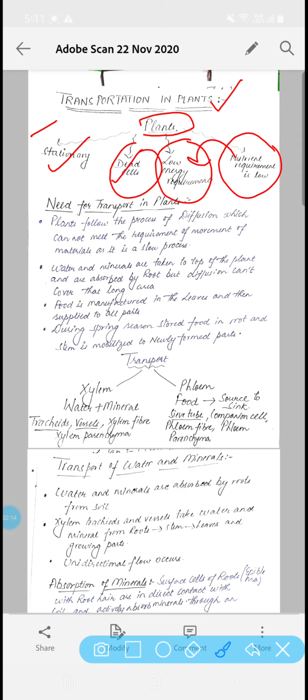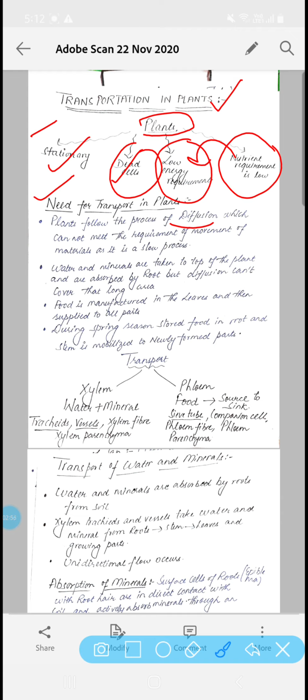They are living organisms, so we can say that they also require transportation, but the process of transportation is not that advanced, not that organized as it is in animals. So let's discuss what the need for transport in plants is, why plants require a method of transportation. Now we all know that plants follow the process of diffusion. I hope you all are familiar with diffusion. Diffusion is just the movement of molecules from the higher concentration to the lower concentration.